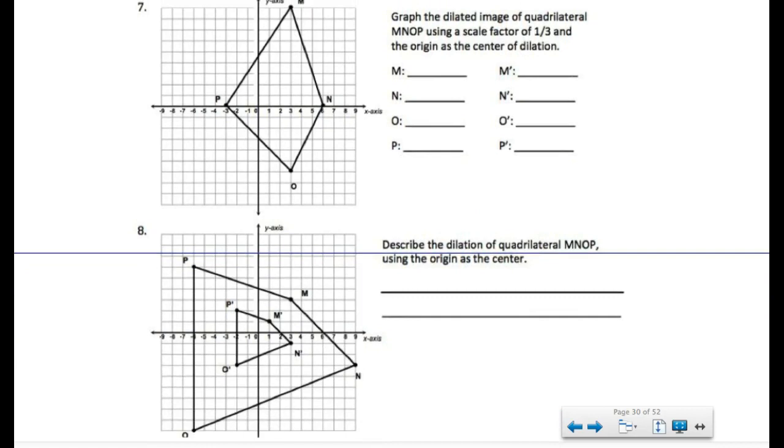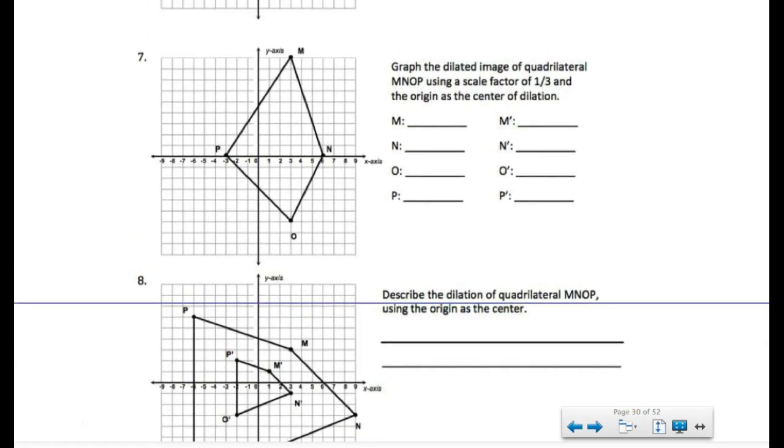Now, when you're doing a scale factor that's less than 1, what it does is it sucks it in towards the origin, everything to 1/3 of its distance. So again, I would plot these points. This would be at 3, 9. The new one would be at 1/3 of that. 1/3 of 3 is 1, 1/3 of 9 is 3. So my new M, or M prime, is going to get sucked in right here, 1/3 the distance of where it was from the origin.